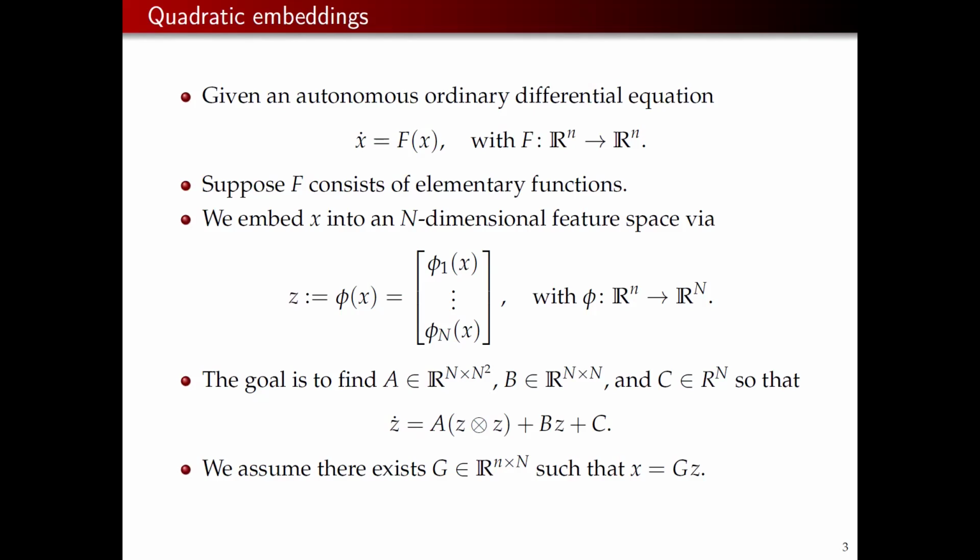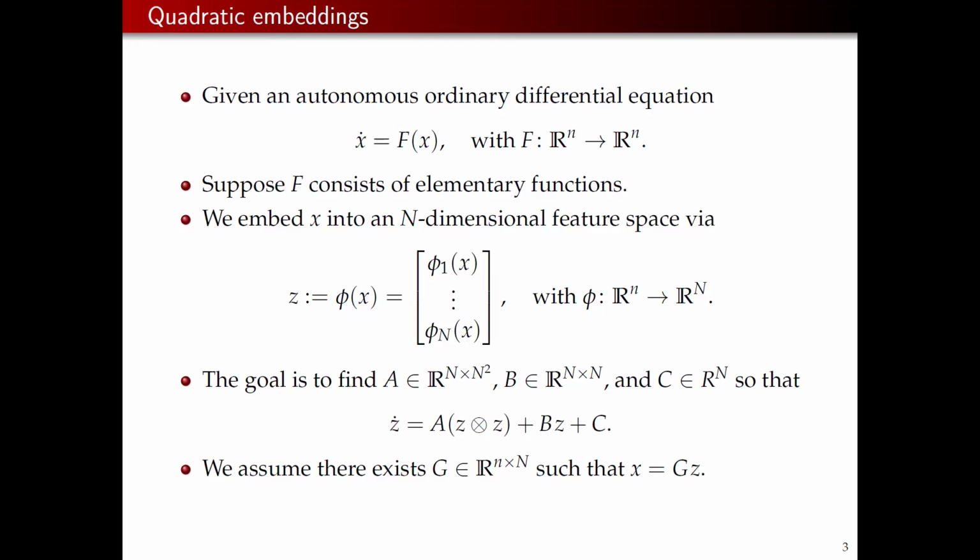You have here Z dot is equal to some matrix A that we want to identify. Then this is the Kronecker product of Z and Z. This contains, for example, Z1 squared, Z1 Z2, and all kinds of combinations of these terms. Then you have all the linear terms and the constant terms here. And the question is, how do we find the optimal matrices containing these coefficients A, B, and C so that our dynamics are ideally quadratic, or at least as quadratic as possible?